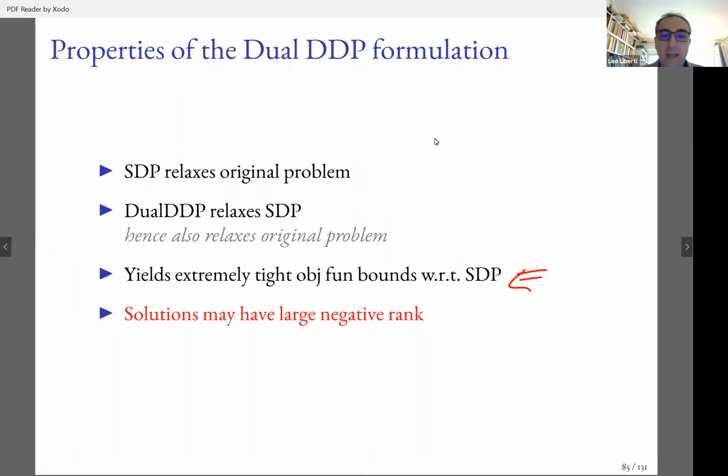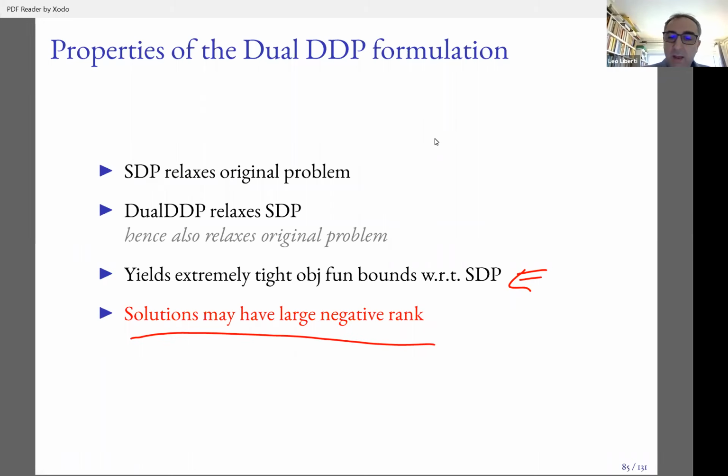But I've observed this in two cases: the distance geometry problem, and also the alternating current optimal power flow problem. The dual DDP formulations in these two cases give extremely tight bounds of the objective function with respect to the SDP relaxation. So they are tight. On the other hand, this is about the optimal objective function value, but the solutions, the optima themselves, may have a very large negative rank.